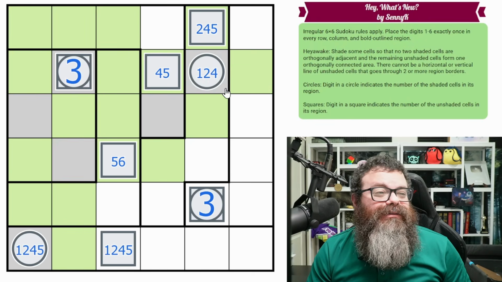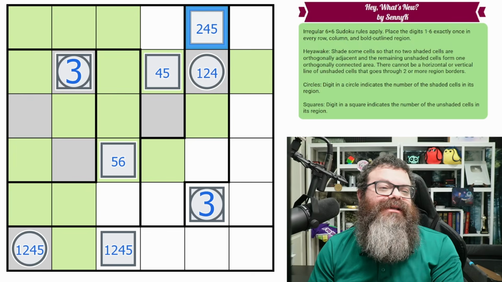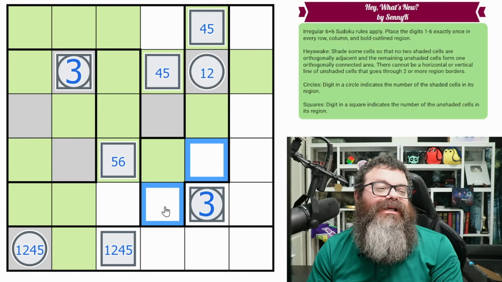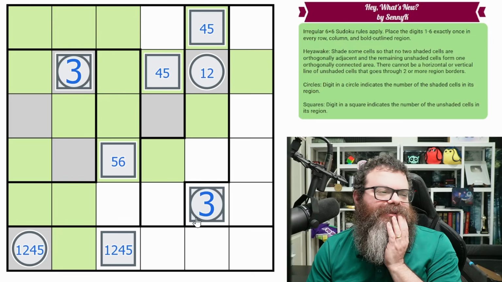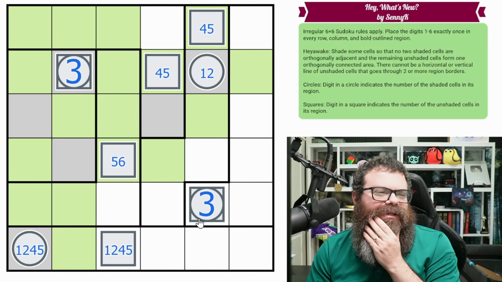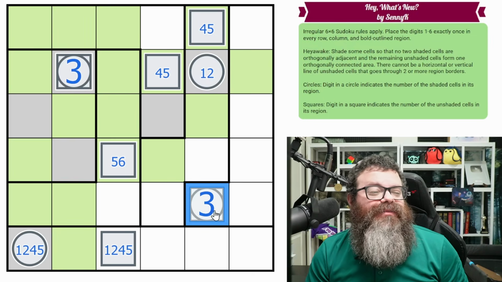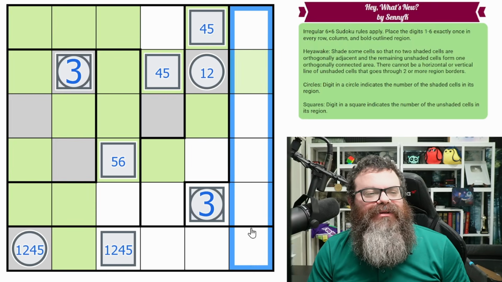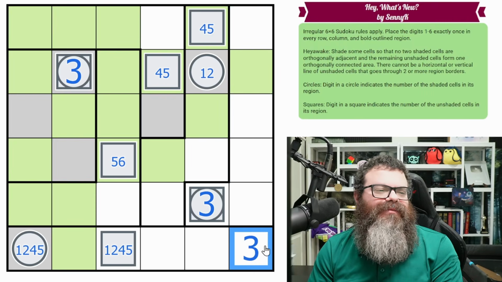Does it? Yeah, we have 3 unshadeds in here, so that's not 2 and that's not 4. And so we're gonna have to unshade at least one more of these, but I'm not sure which. I guess I should note there's some irregular Sudoku logic here, which is where does the 3 go in this column? Well, it can't repeat in this region, so it's going to end up right here.